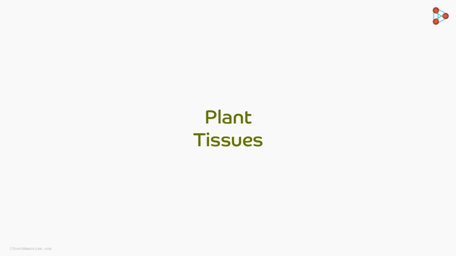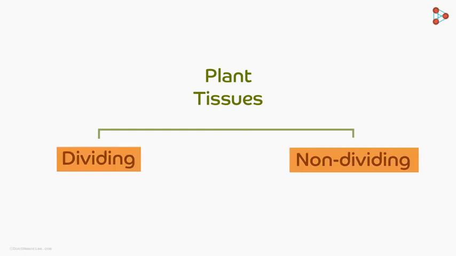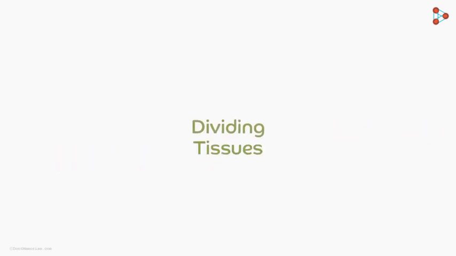In our last video, we studied that plants have two types of tissues. Can you name them for me? What are they called? Dividing tissues and non-dividing tissues, right? Absolutely correct. Now let us look at the technical terms for these tissues. In this lesson, we will look at the former type of tissues.